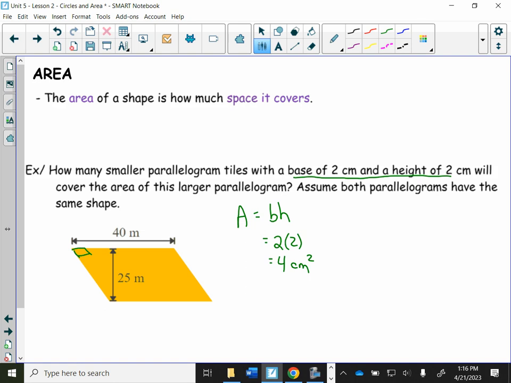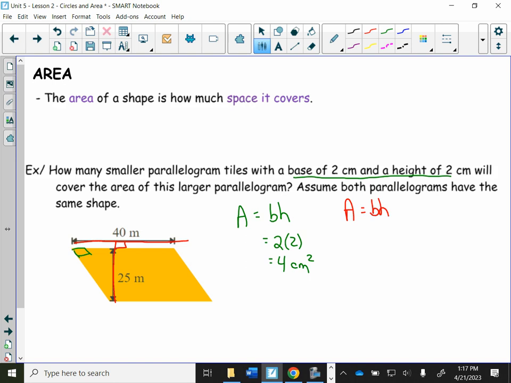Okay, let's take a look at the big one. Big one has a picture, so I can find my base and height off of it. And again, they have to meet at a right angle. So here's my base, here's my height. Just want to point out, if you look at this upside down, it kind of makes a right angle right there, which kind of looks like the letter H, right? H for height.